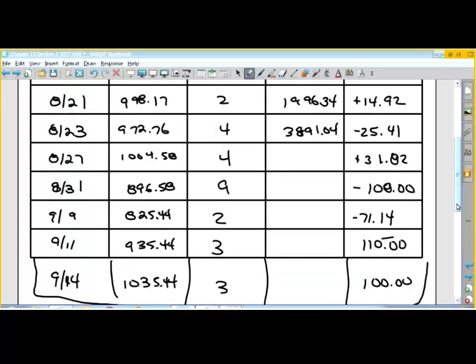Again, you can see this is where a spreadsheet would be nice to do all this stuff. But it's good to see it actually done manually. Again, I'm just multiplying that times that.